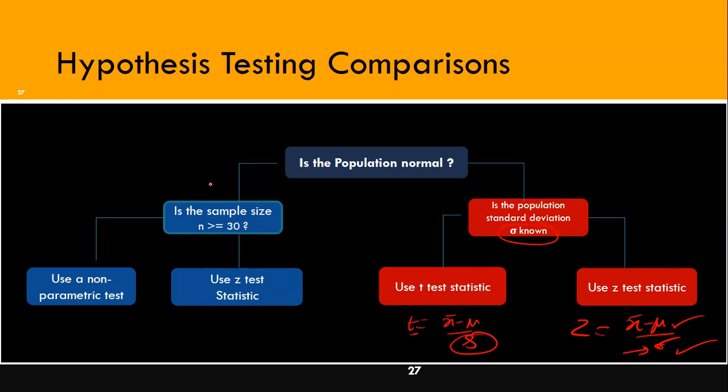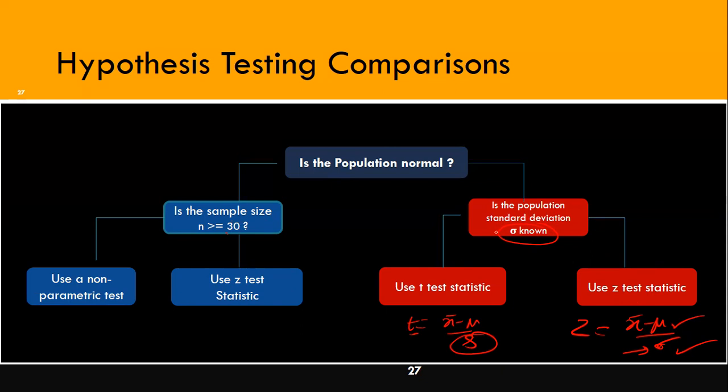If the population is not normal, and if the sample size is 30 or above, there is another rule here. In simple terms, for the z-test statistic, if your sample size is 30 and above, and also if you know the population standard deviation, then you can go for the z-test statistic.